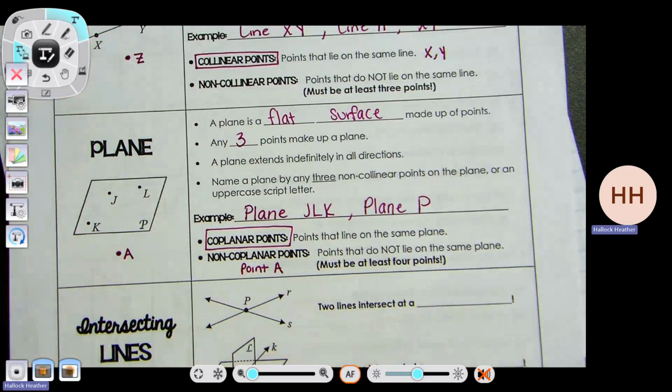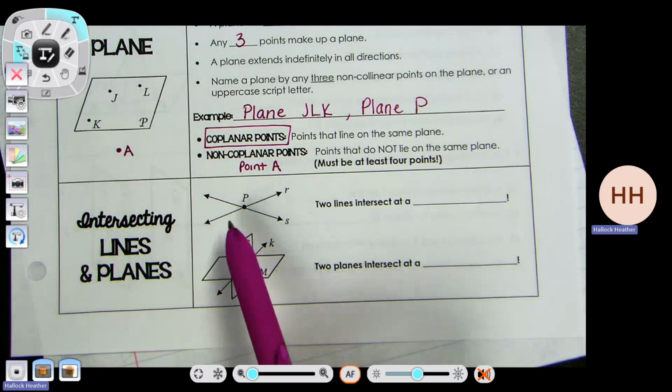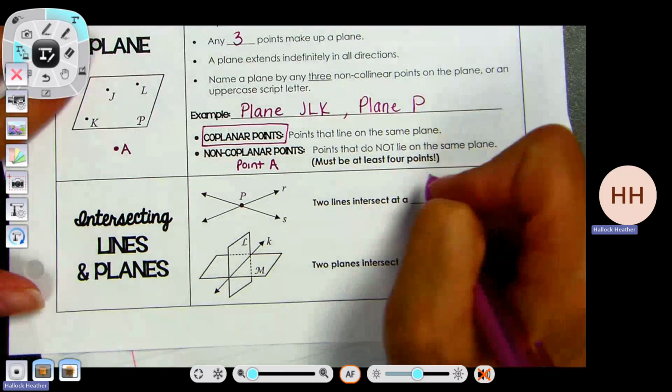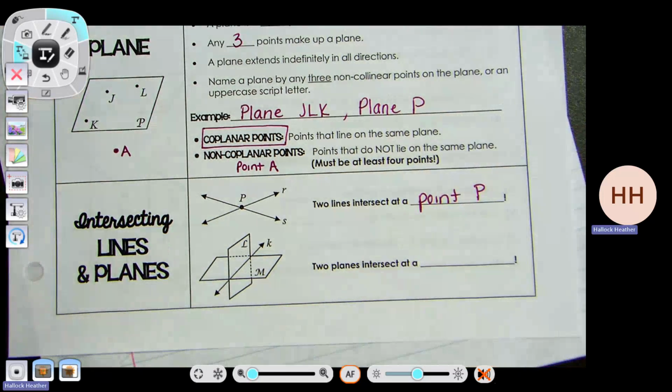So coplanar is on the same plane, non-coplanar is not on the same plane, collinear is on the same line, non-collinear is not on the same line. We're almost done. So intersecting lines. For this, where do the 2 lines intersect? At P. P is technically a point, so at point P. So a point is labeled with 1 letter. A line is labeled with 2 letters. A plane is labeled with 3 letters.